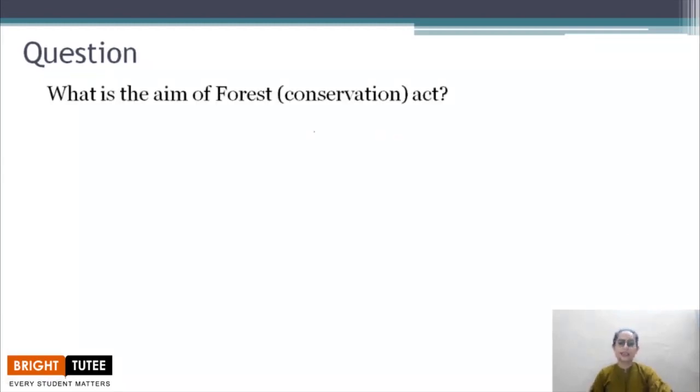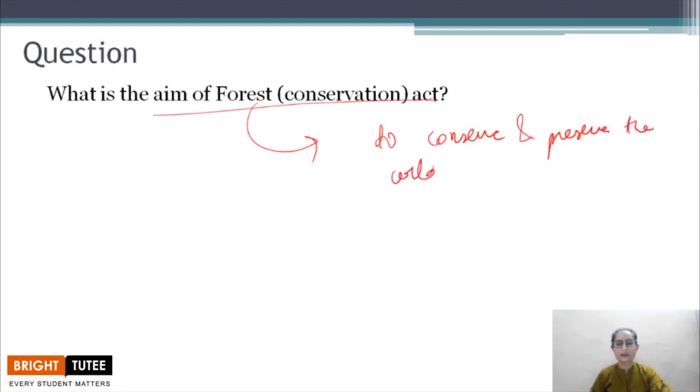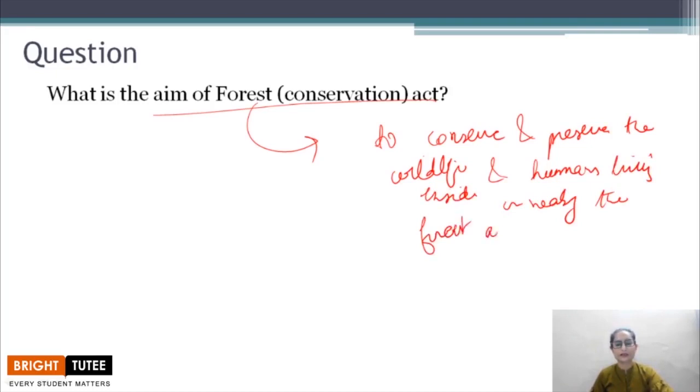Next question, what is the aim of the Forest Conservation Act? The aim is to conserve and preserve the wildlife and humans living inside or nearby the forest area. Right? So these were the important questions for the last topic of this chapter, and now we have completed the chapter.